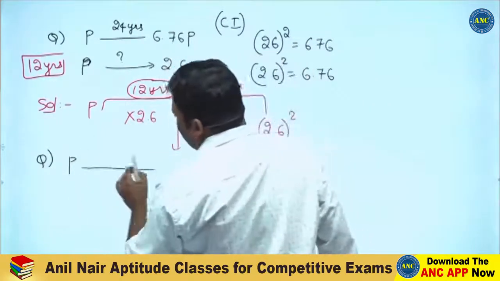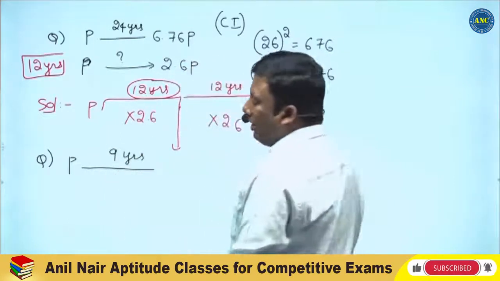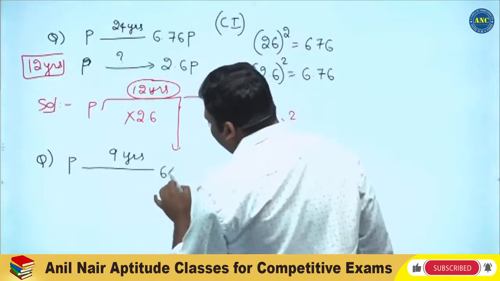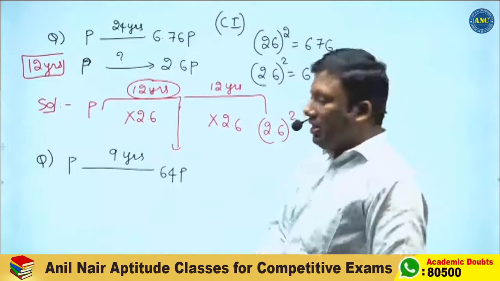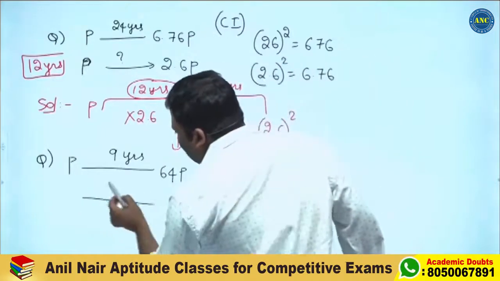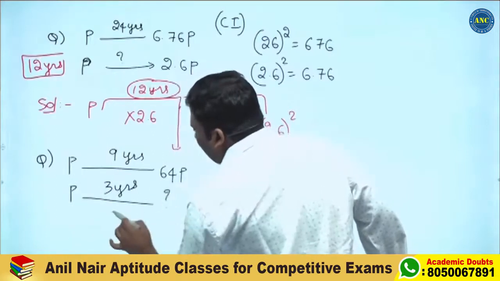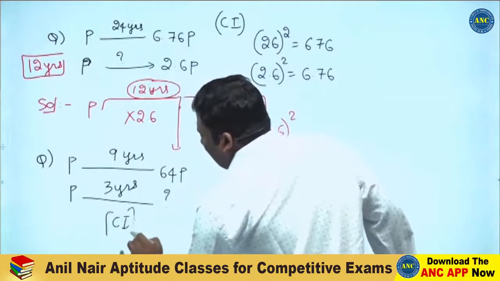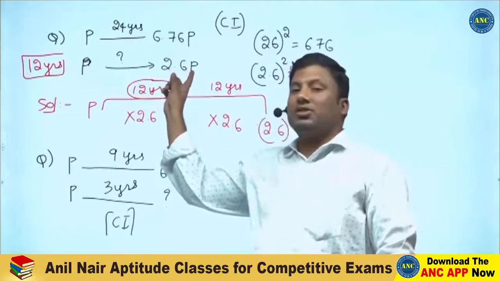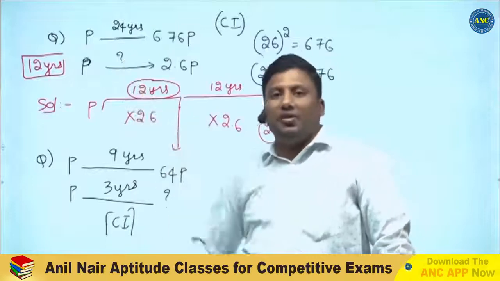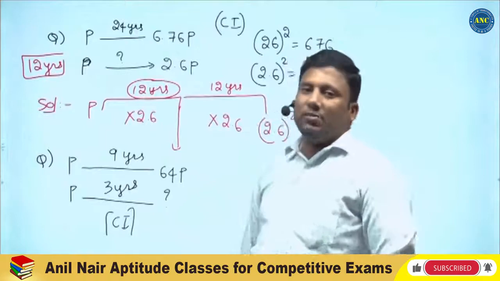A certain principal in 9 years becomes 64 times. In 3 years, how much will the principal become under compound interest? Another model. Here a certain sum becomes how many times is given, and the number of years I am asking. The number of years is given, and how many times is being asked.